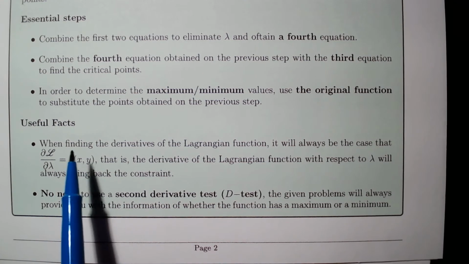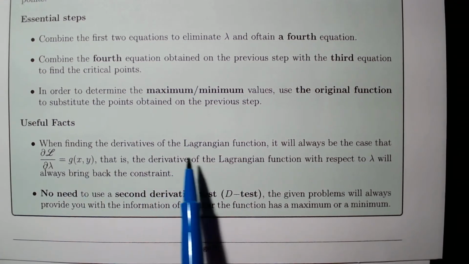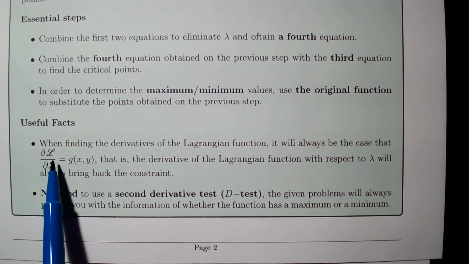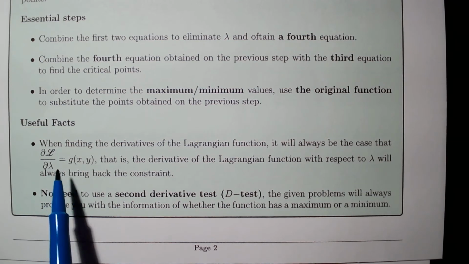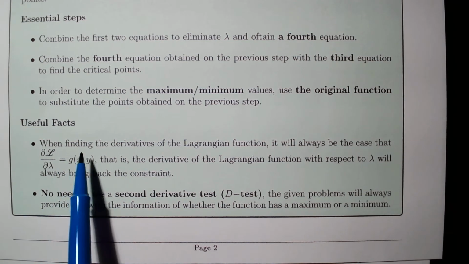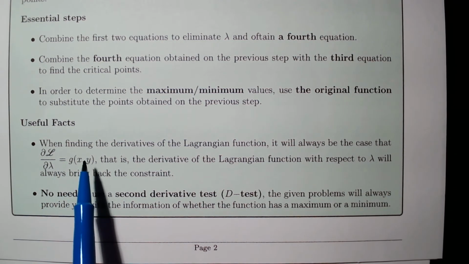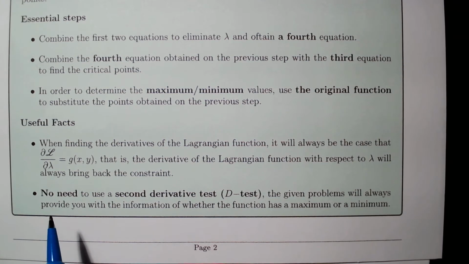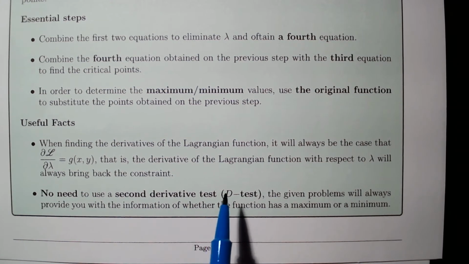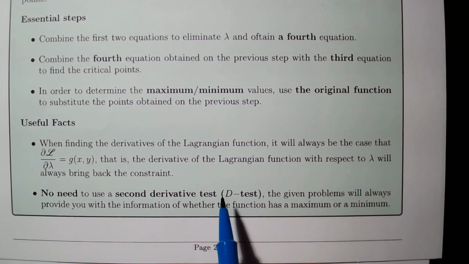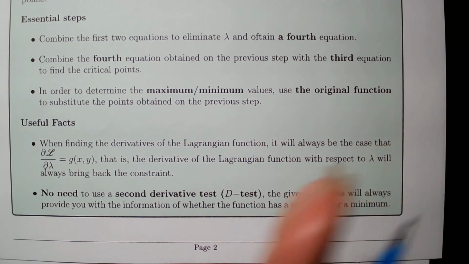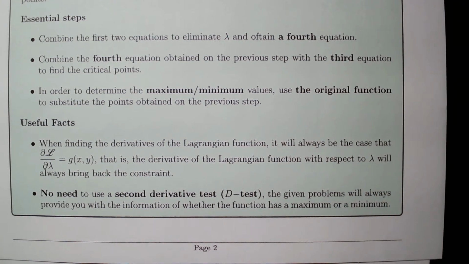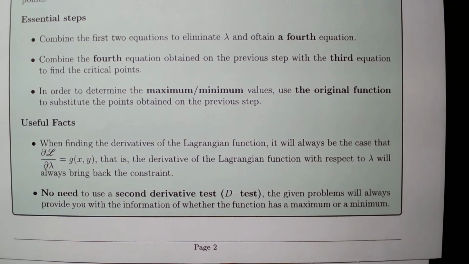So, something you will notice is that every time you find the Lagrangian with respect to lambda, this is always equal to the constraint. And the advantage of this is that in this case we are not going to use the second derivative test, which is what we call the D-test. Remember that tedious process? Well, in some cases it was tedious to find second derivatives.